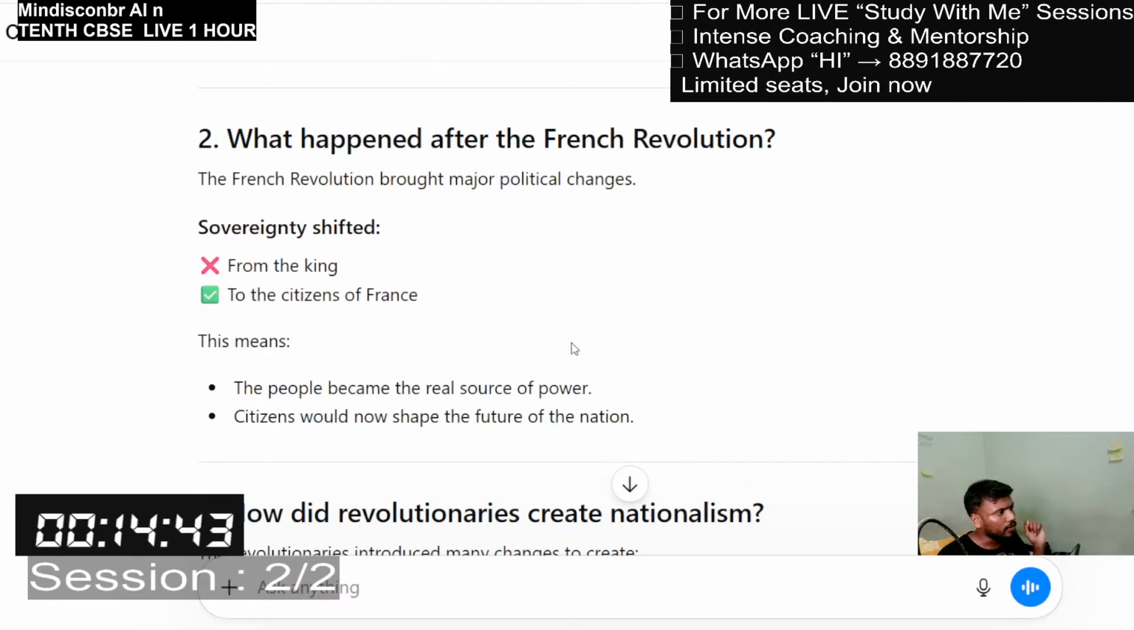What happened after the French Revolution? The French Revolution brought major political changes. Sovereignty shifted from the king to the citizens of France. This means the people became the real source of power. Citizens would now shape the future of the nation. Power shifted from the king's hands to the ordinary people after the French Revolution.